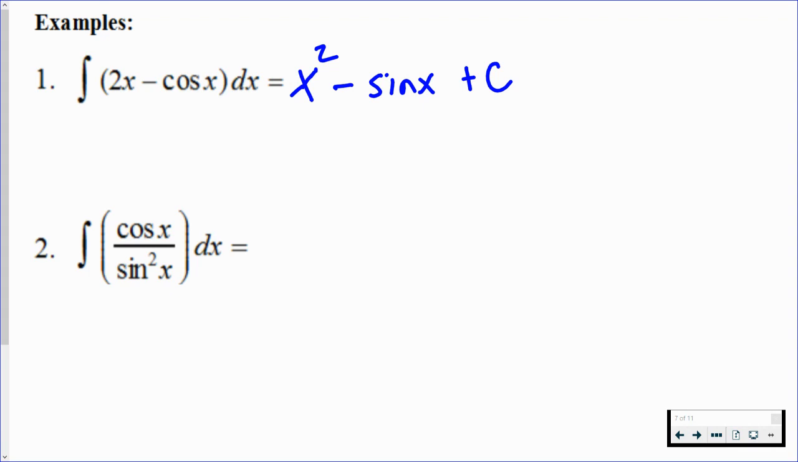Remember, you can always take the derivative really quick to make sure it works. Derivative of x squared is 2x. Derivative of negative sine is negative cosine.